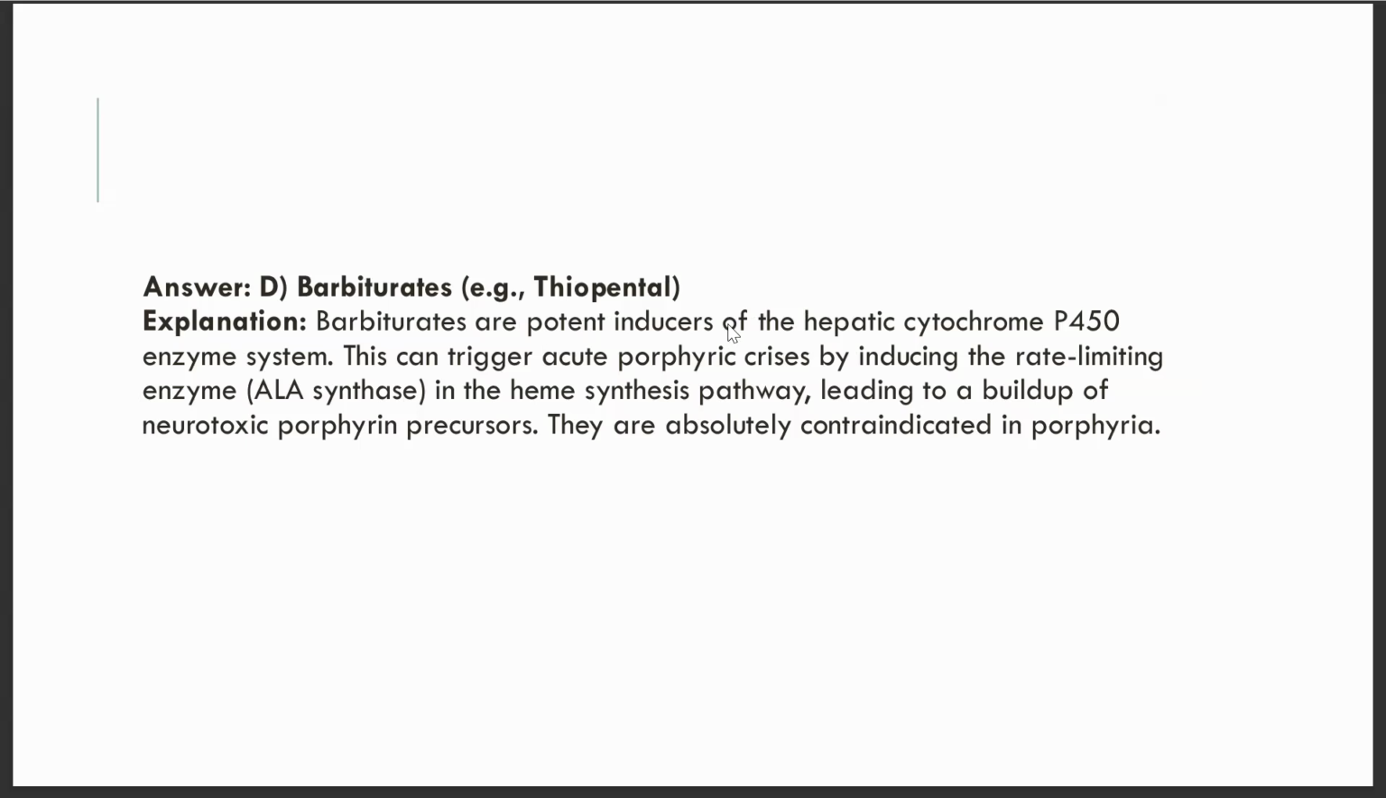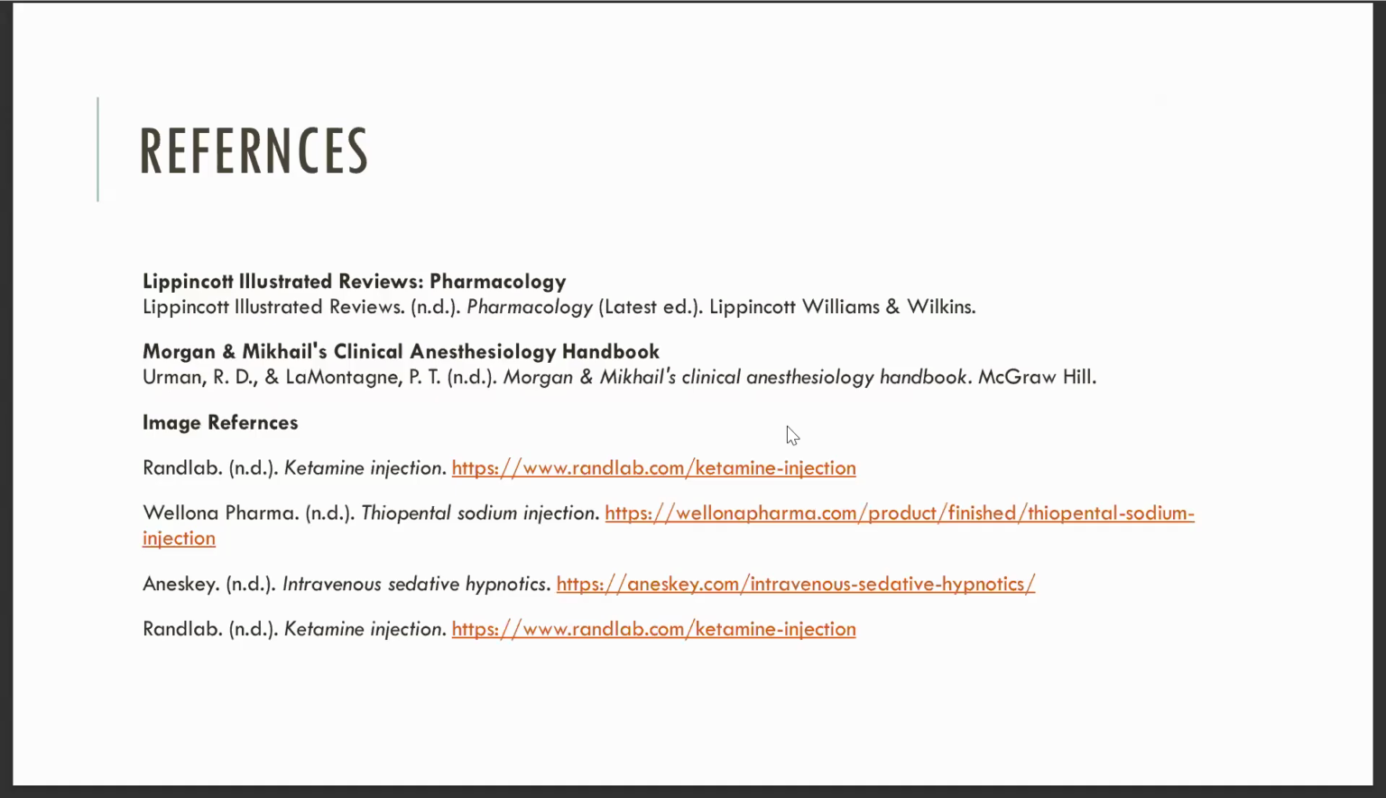Barbiturates are potent inducers of the hepatic cytochrome P450 enzyme system. This can trigger an acute porphyric crisis by inducing the rate-limiting enzyme aminolevulinic acid synthase in the heme synthesis pathway, leading to a buildup of neurotoxic porphyrin precursors. They are absolutely contraindicated in porphyria.